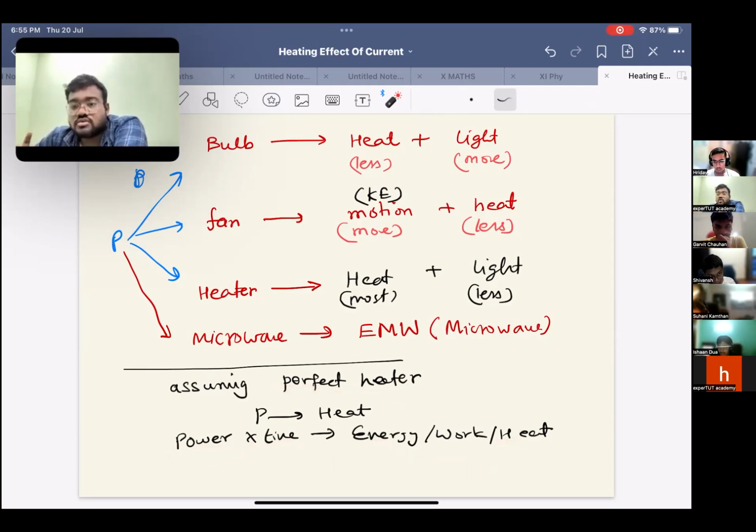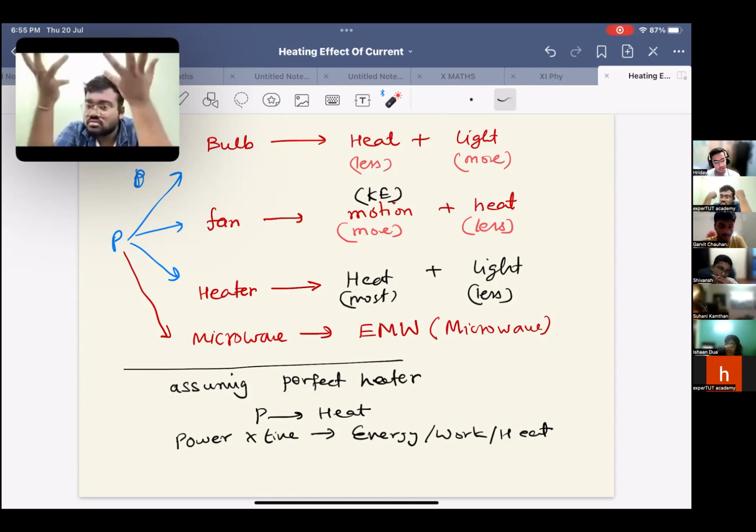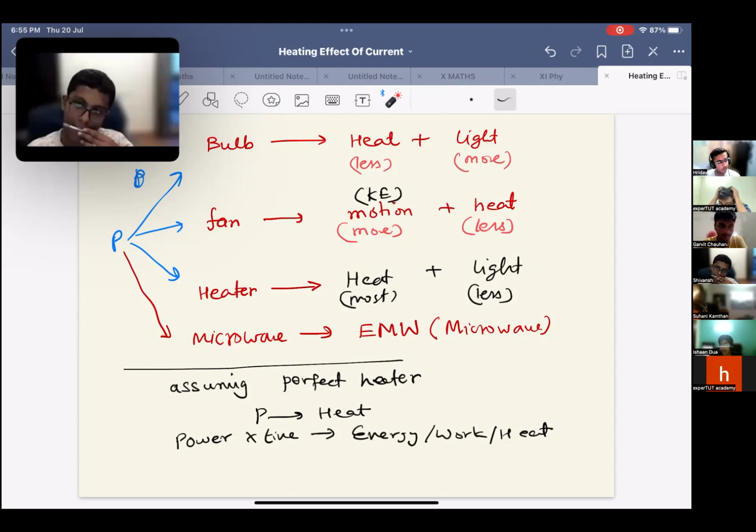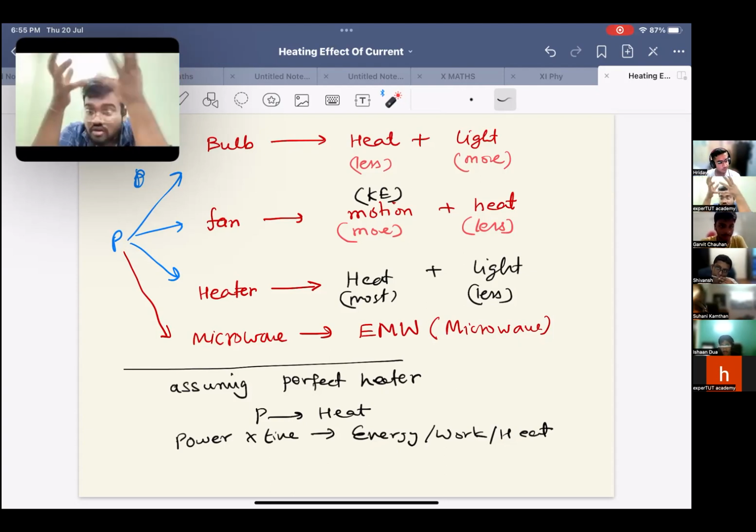Okay. The total sum of energy, suppose you give 100 joules to a device, right? What will a bulb do? Most of it, 90 joules it will convert to light, but 10 joules it will convert as heat. Right? Yeah. If you give 100 to a fan, what will it convert 90 into?